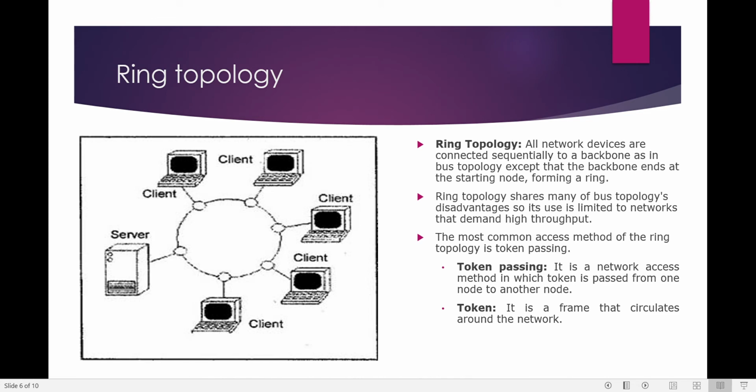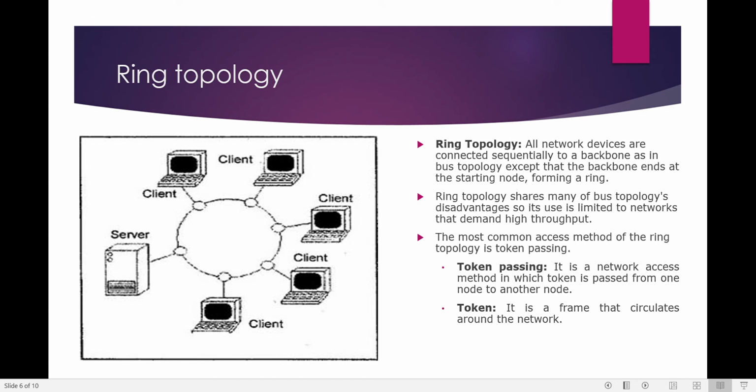Next topology is ring topology. As the name itself suggests, all network devices are connected in a sequence, and those are connected to the backbone. So it is similar to the bus topology. Only thing is that here a backbone ends at the starting node and it kind of forms a ring. So ring topology shares many disadvantages which are the same as bus topology, so its use also is limited in networks that demand very high throughput.